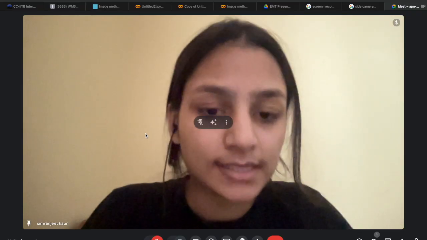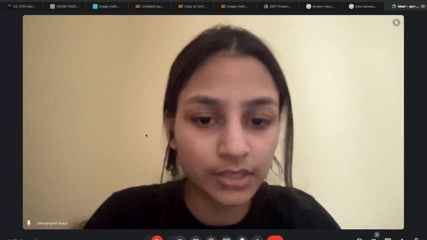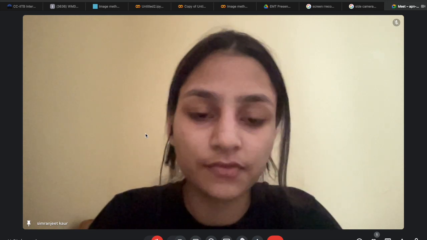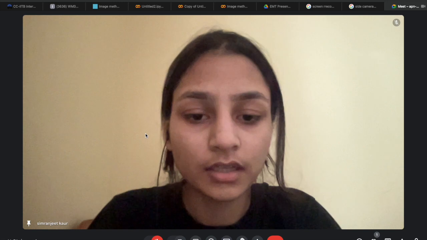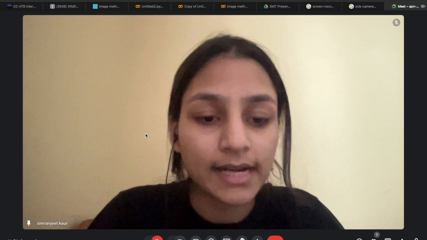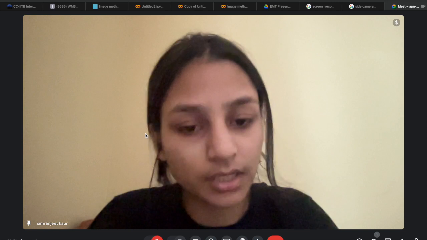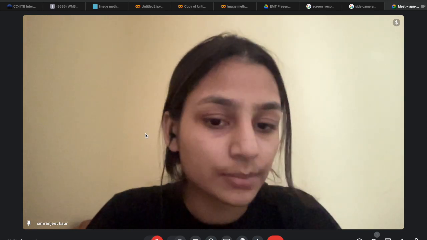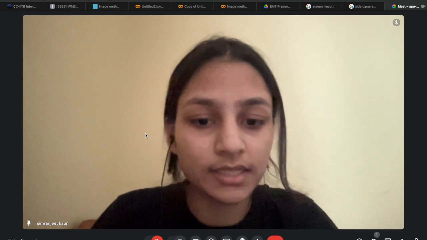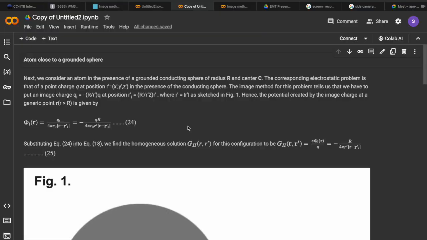Simranjit Kaur: In this section, we investigate the interaction between an atom and a grounded conducting sphere. This scenario presents an electrostatic problem with practical applications in physics and engineering. Imagine an atom situated near a grounded conducting sphere. The atom serves as a point charge q positioned at r dash in the presence of the conducting sphere. To address this electrostatic problem, we turn to the image method, a powerful technique commonly employed in such scenarios, as described in Griffiths.